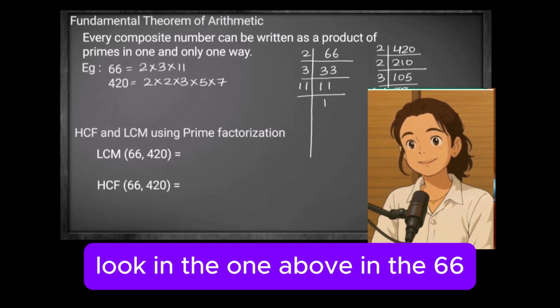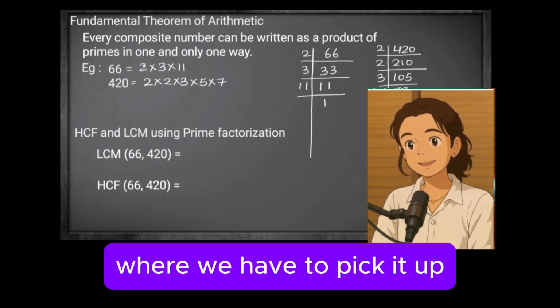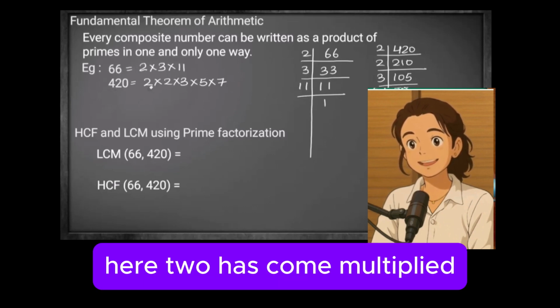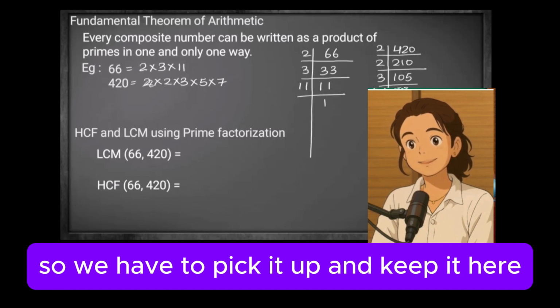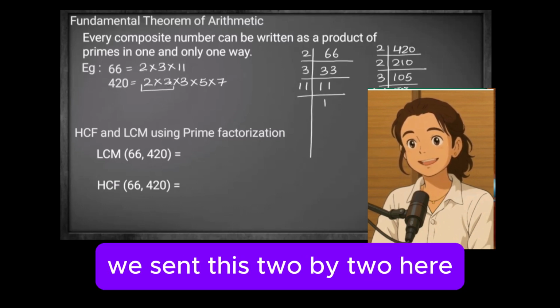Look at the one above. In 66 it has appeared only once, but in 420 it has appeared 2 times. That is where we have to pick it up. Here 2 has come multiplied, so we have to pick it up and keep it here. Simply 2 times 2. So 2 came here, and we put this other 2 here too.